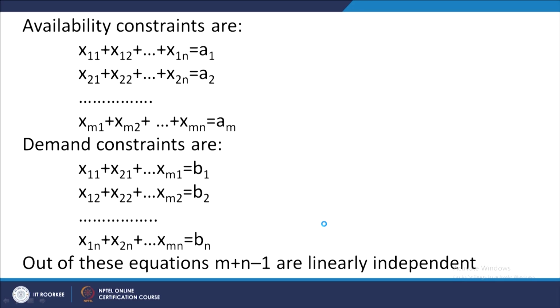Now, there are two sets of constraints. One is called the availability constraints. This is that the row sums should be equal to the A1, A2's, and the second set of constraints is the demand constraints, that is the column sums should be equal to B1, B2's. Out of these equations, m plus n minus 1 are linearly independent, which can be verified.